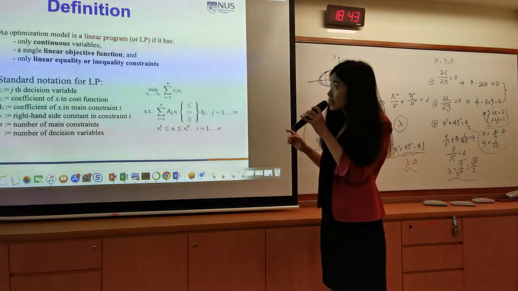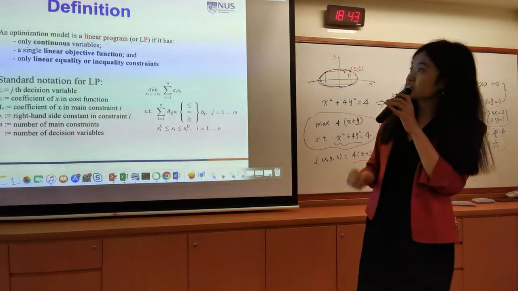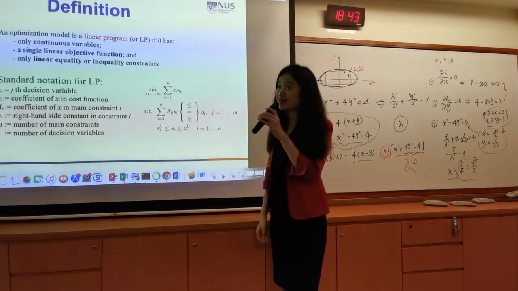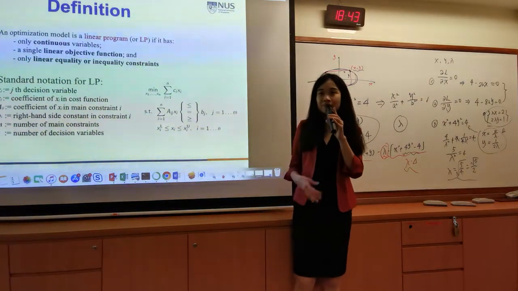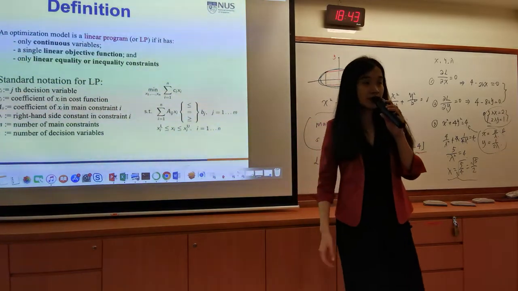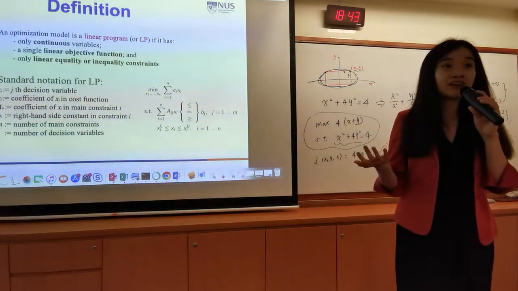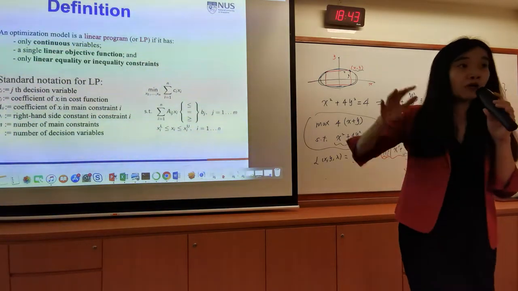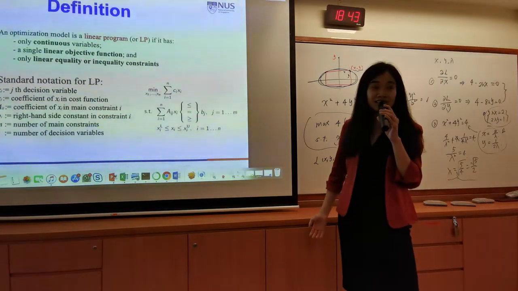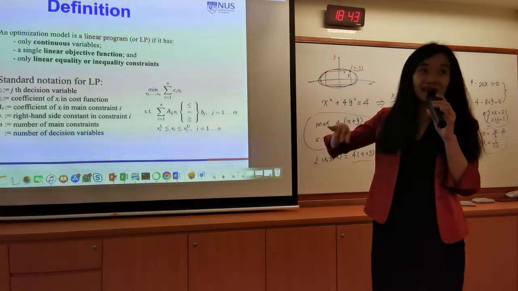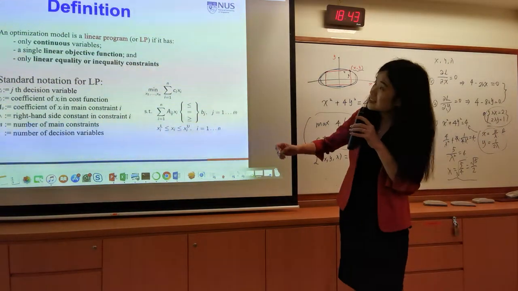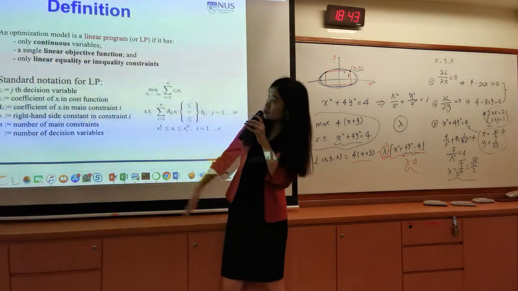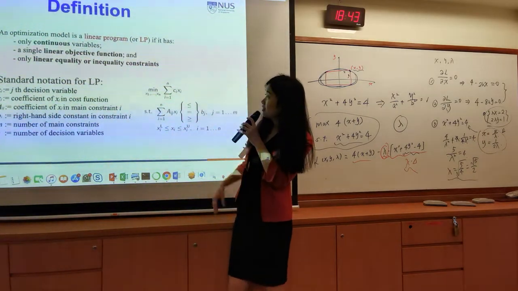It has one single linear objective function and only linear equality or inequality constraints. So it's okay to have many constraints, but the objective is only one. When you have more, we will call it multi-objective programming. We will also briefly talk about MOO, multi-objective optimization. So it's no longer just LP, it becomes MOO. For LP, just one single objective, but you can have many constraints, and they must be linear.